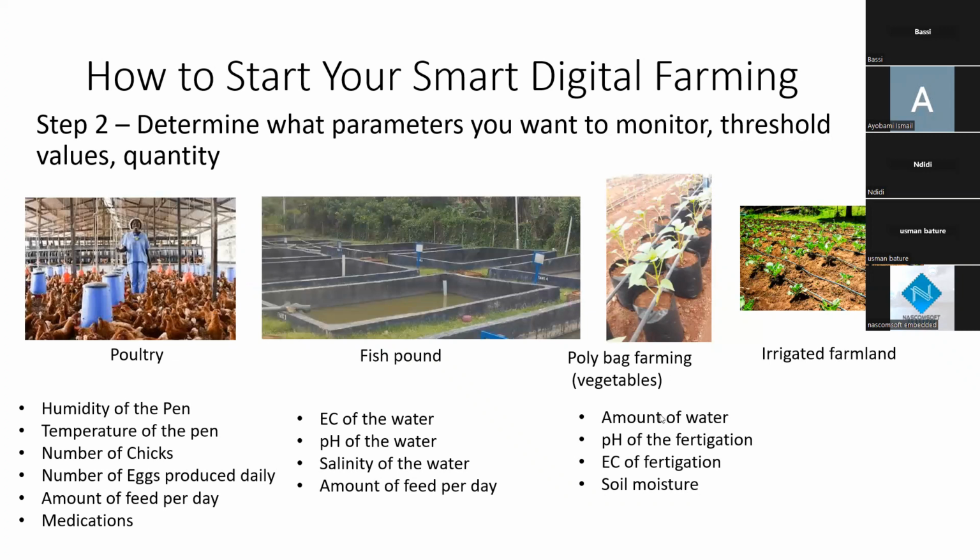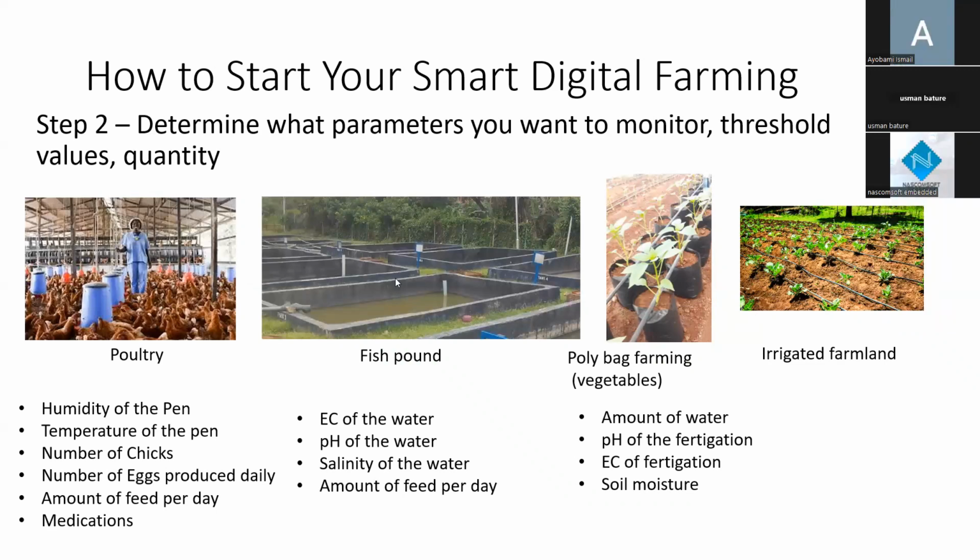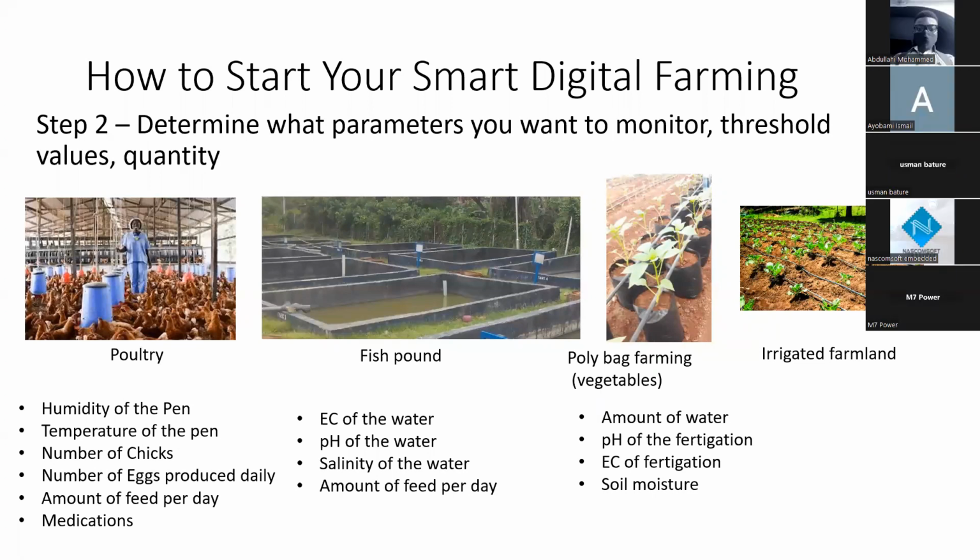Okay. Again, let's say you want to set up your polybag. So maybe you want to plant vegetables or pepper or whatever. So you need to know whether you want to measure EC, soil moisture, and things like that. Okay. So you might not know this if you're not an expert in agriculture, but you can always consult those who have experience and they can always guide you.